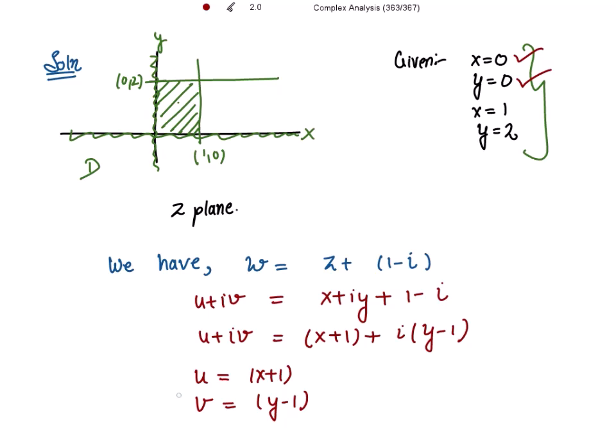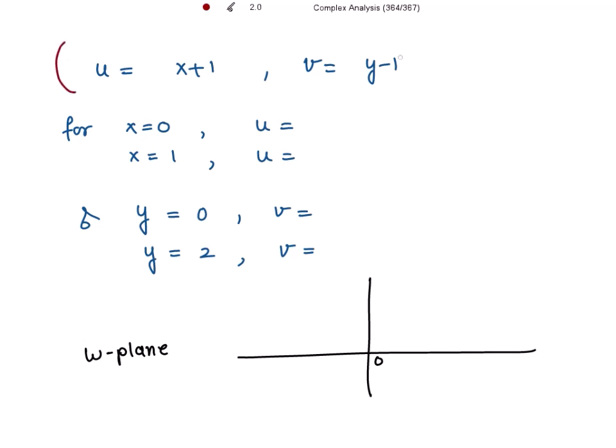Now we are having x equal to 0 and y equal to 0. For this we write the values for u and v. When putting x equal to 0, then y equal to 0, then x equal to 1 and y equal to 2. So u equal to x plus 1 and v equal to y minus 1. For x equal to 0, if I put x equal to 0 over here, I get u equal to 1. And for x equal to 1, I get u equal to 2. To get the value of v, if I put y equal to 0 over here, I get v equal to negative 1. And for y equal to 2, I get v equal to 2 minus 1, that is 1.